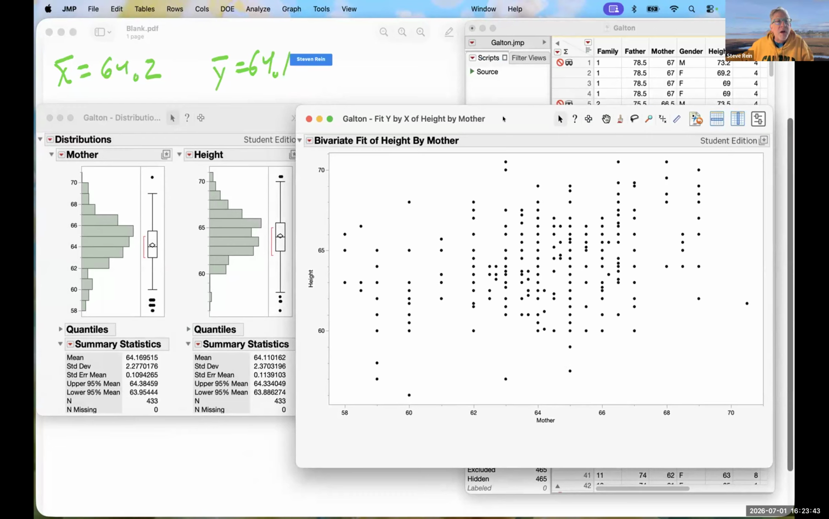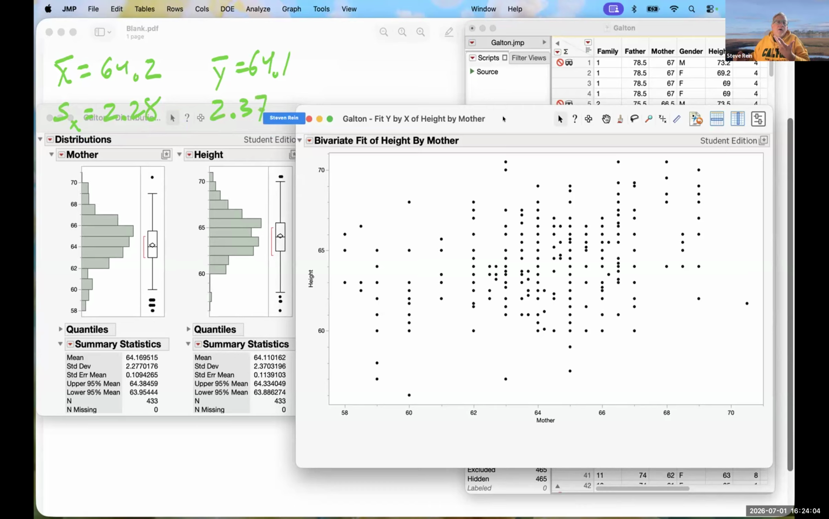The standard deviation of mom's height is 2.3. I'm clearly doing some rounding here. I probably should do a little bit more precision. SX is, I'm going to go with 2.28. And for the daughter's height, 2.37.